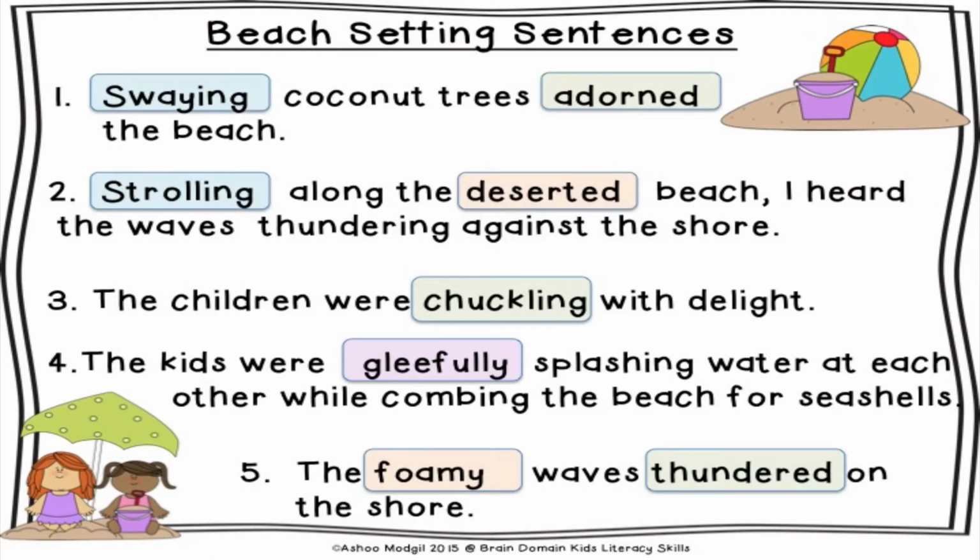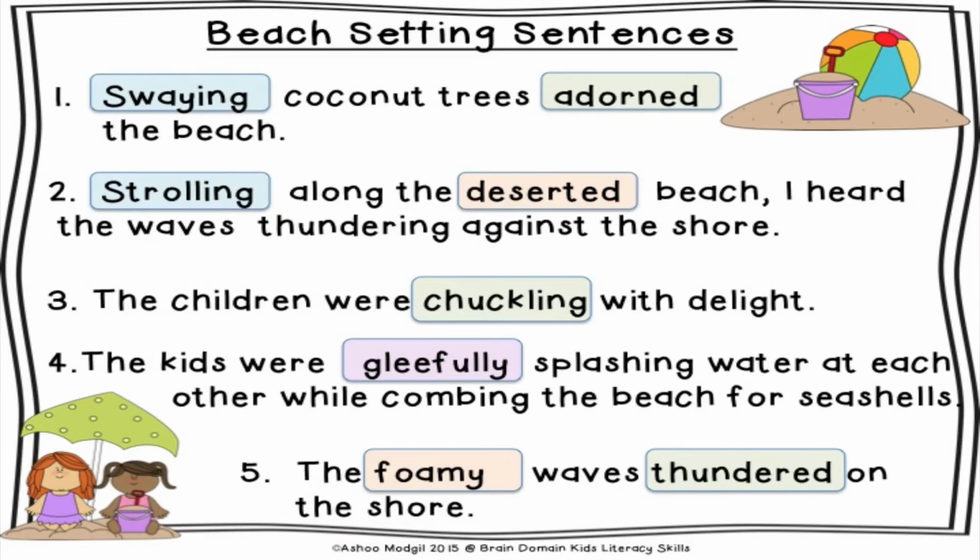I have taken this beach setting sentences. So the teacher modeling worksheet has 5 sentences. As you can see, swaying coconut trees adorned the beach. So we have different colors around the word swaying and adorned in order to bring kids' attention to present participle that is represented by color light blue, and a powerful verb represented by this light green shade.